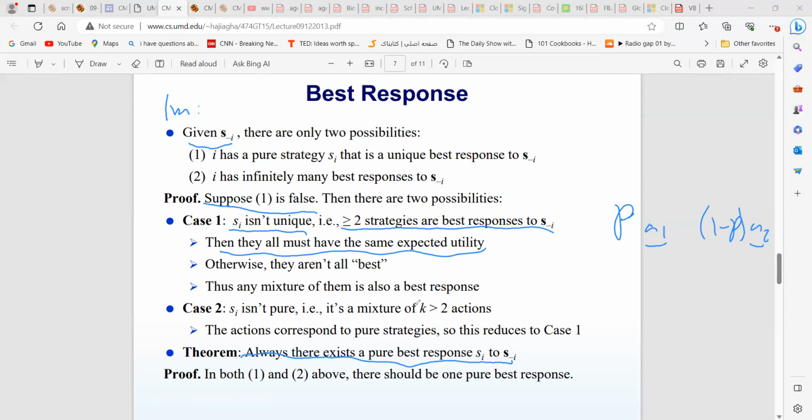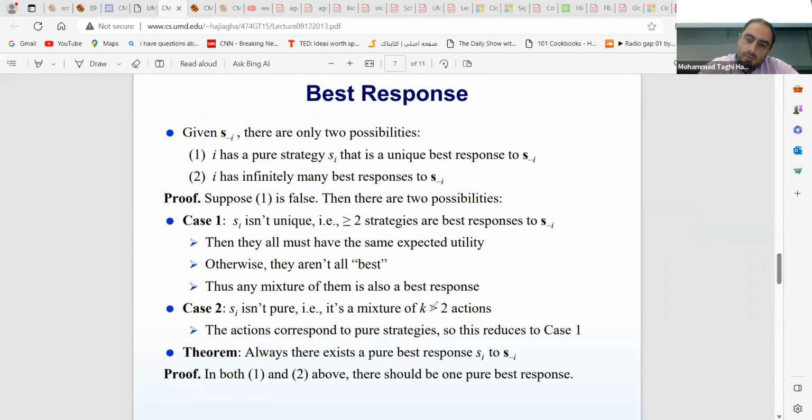So in both cases, there is at least one pure best strategy or best response, essentially. We sometimes call it best strategy as well. Best response and best strategy are the same. And as you pointed out, this should be greater than or equal. So that's the meaning of best response. And that's the good thing about best response, that there is a pure one.